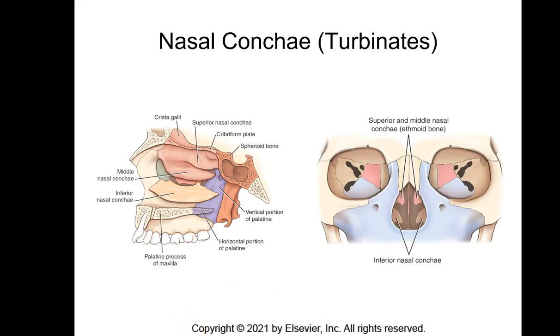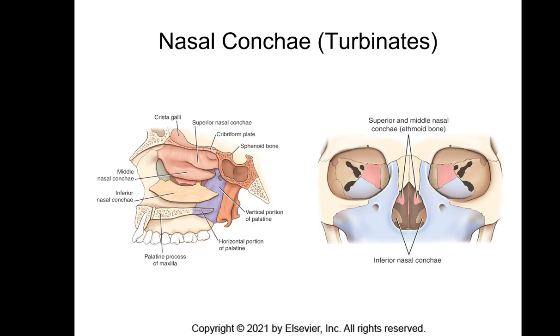So let's talk just a little bit more about the inferior nasal concha for a minute. Looking at the lateral drawing, you can see that the superior and middle concha are part of the ethmoid bone, and the inferior nasal concha are in fact separate bones. And I mentioned that earlier. The superior and middle are kind of a different color here, and that's to indicate that they're part of the ethmoid bone. The inferior nasal concha is a separate facial bone.